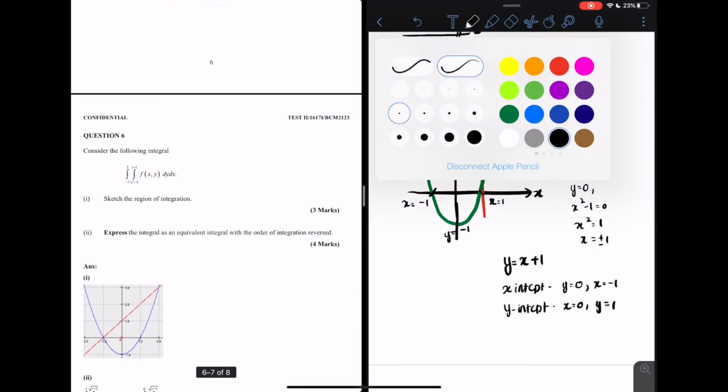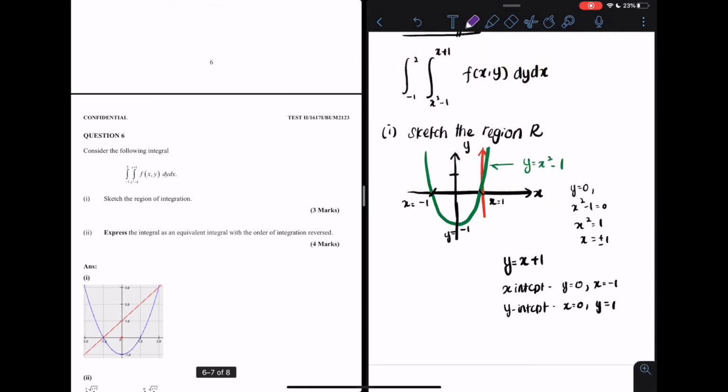So I will sketch another curve. Okay, this will be the straight line, y is equal to x plus 1. Therefore, according to my observation, this should be my region.